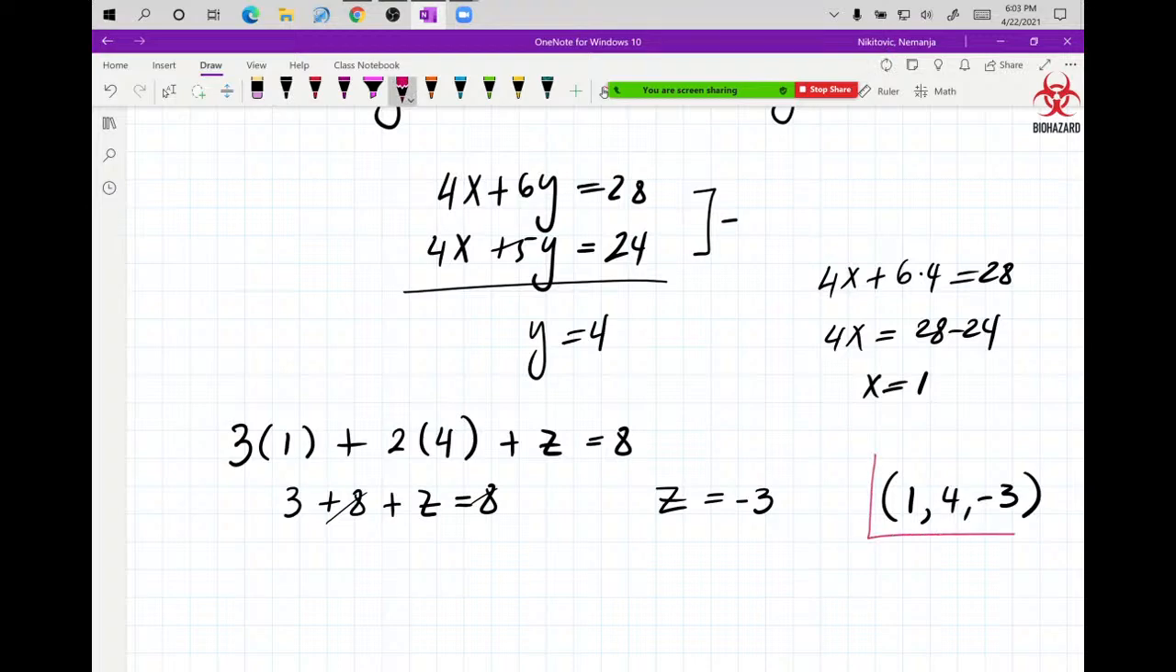This is a three-dimensional point, right, in space. So x, y, z, you always put x first, then y, then z. And the problem is solved.